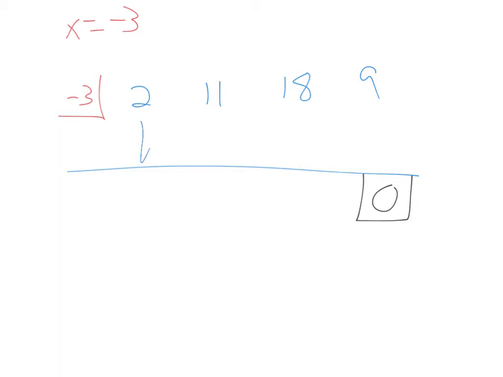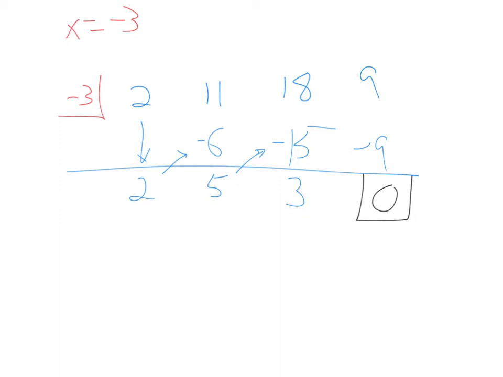All right, so let's start this off. Drop down the first number, 2, and then we go diagonally, multiplying by -3, I get -6. Add straight down, I get 5. Multiply by -3 diagonally, I get -15. Add straight down, I get 3. Multiply by -3 diagonally, -9. Add straight down, hey, we got 0.